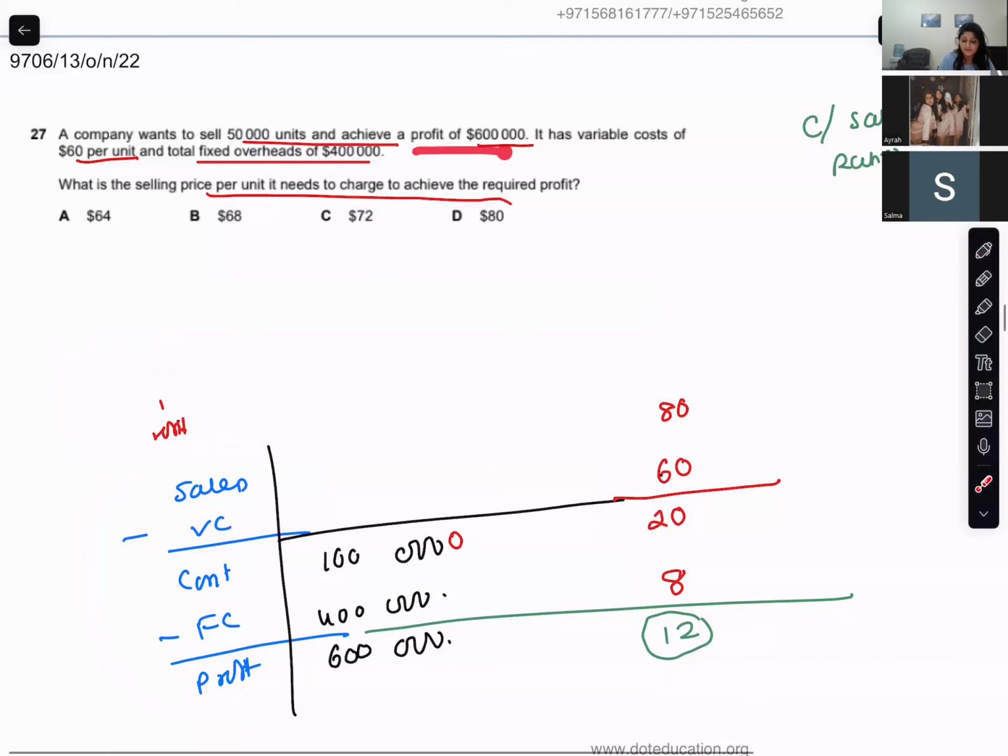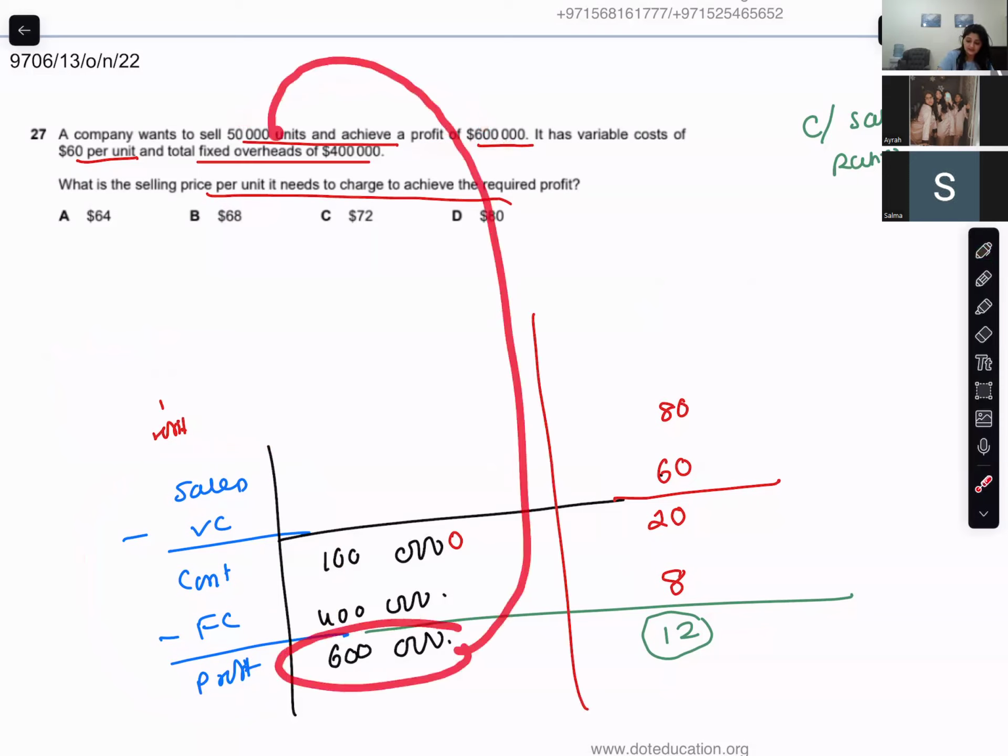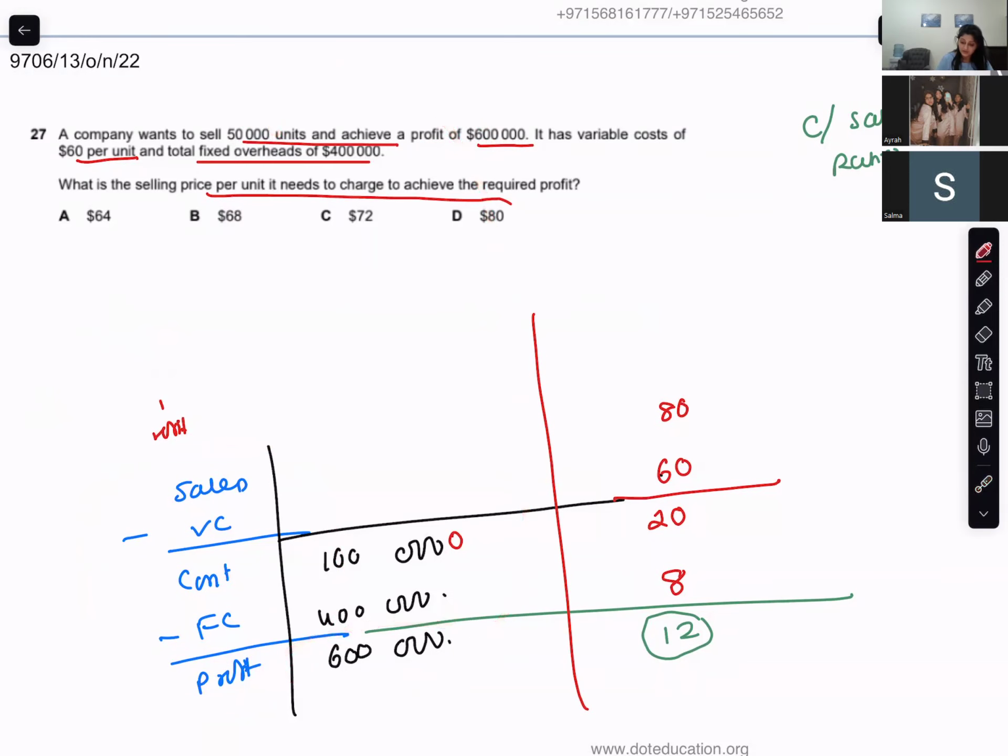And I want to achieve a profit of 600,000 by selling 50,000 units. So if I want to achieve a profit of 600,000 by selling 50,000 units, that means my profit per unit is 12. I've already been given the fixed cost, which I will just put in place. So I will get my contribution. So contribution is 10 lakh. 10 lakh divided by 50,000 units. So I will get my contribution per unit as 20.